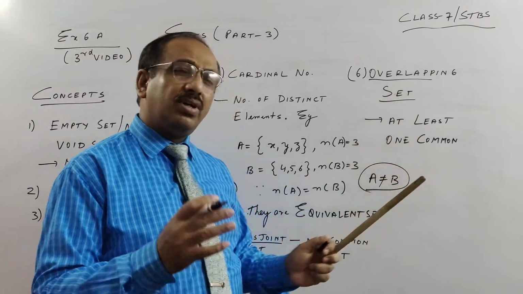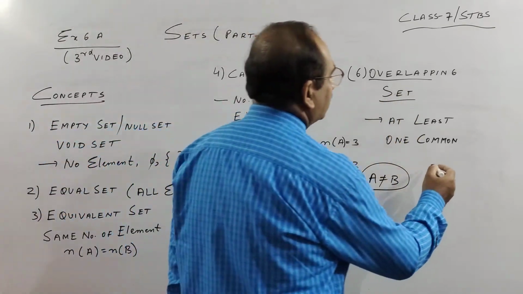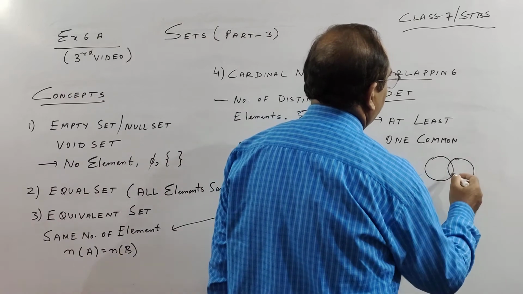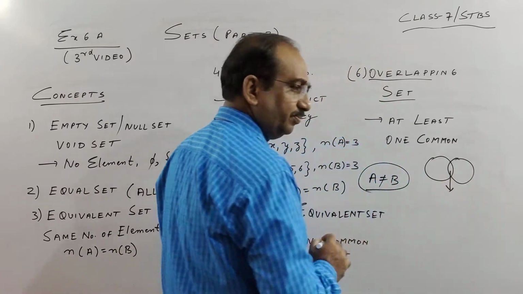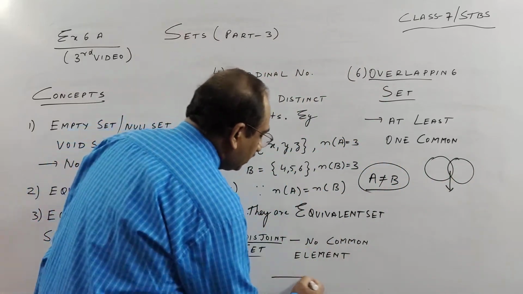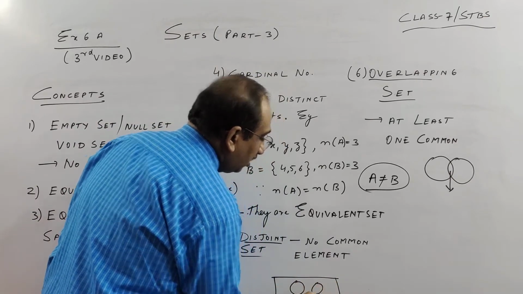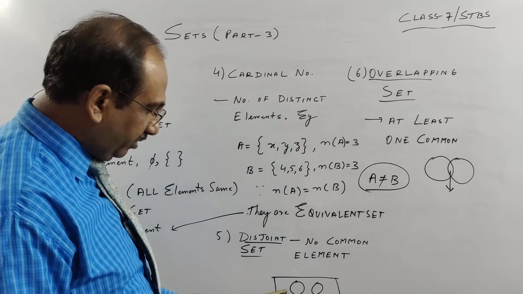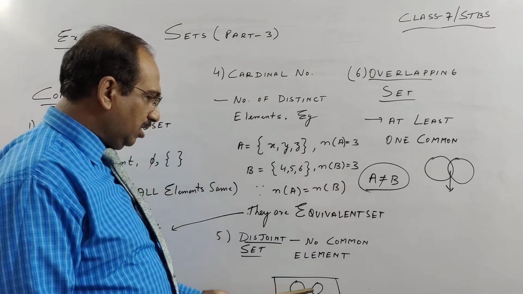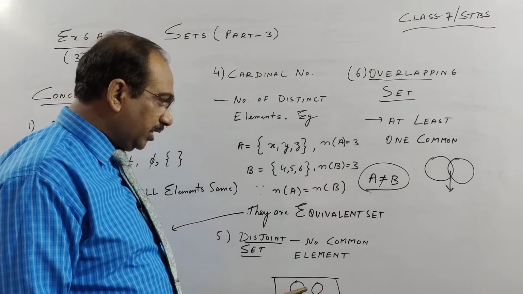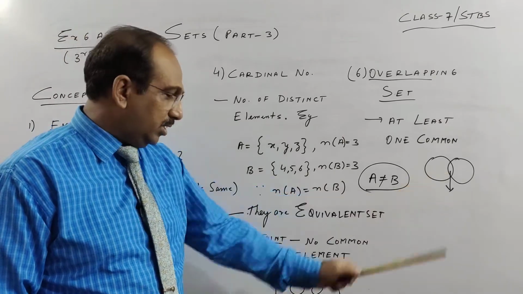Overlapping set means at least one element is common. So actually, overlapping sets, you will see in a Venn diagram, it will be something like this, something common. Here, if you see in terms, so if I get children, such example I'll show you. In a Venn diagram, disjoint sets are distinct, nothing is common, so they are disjoint. Here there is a common area.